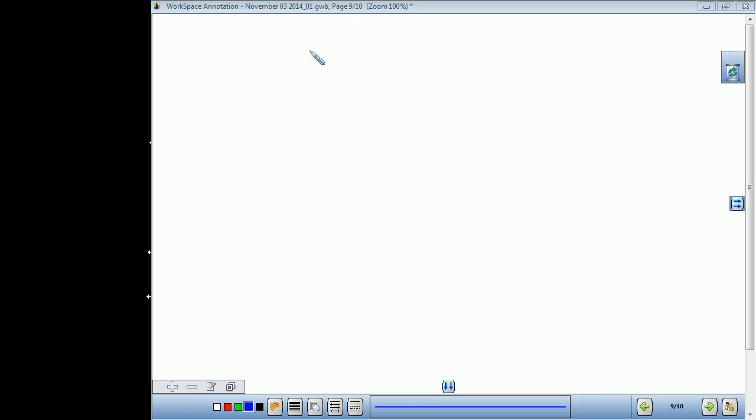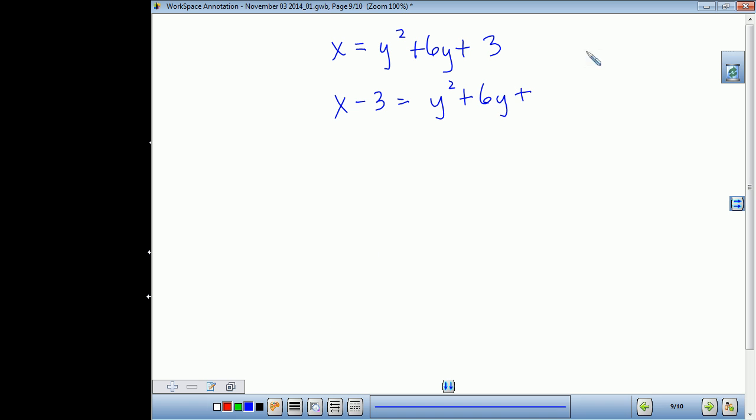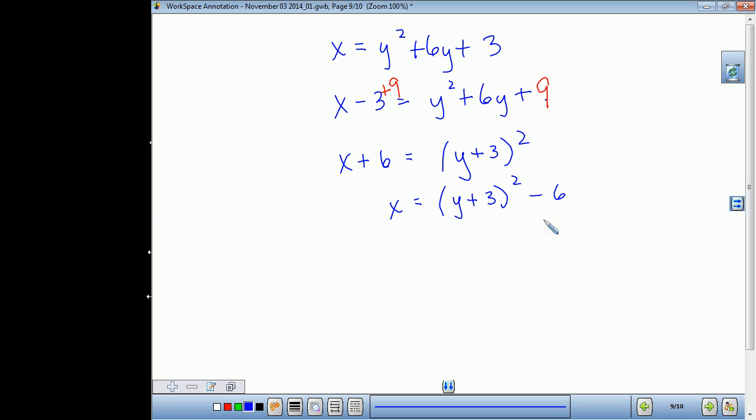Okay, the next one I'm going to show you is x equals, and that way we can see one graph of this also. So x equals, and so we're going to complete the square here. We're going to move the 3 over. We're going to write this as a perfect square trinomial by adding 9 to both sides. So now we've created a perfect square trinomial. So this becomes x plus 6 equals y plus 3 squared. So x equals y plus 3 squared minus 6.